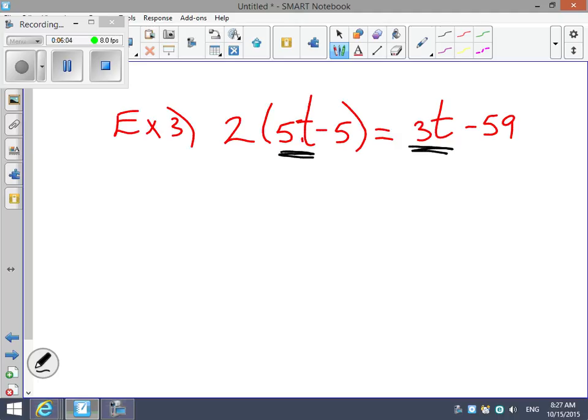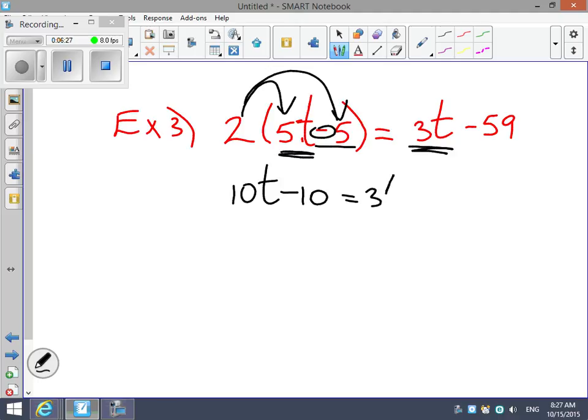We do start out with our distributive property again, and we multiply those through. Remember, we're taking the term, so it's 2 times 5t, that's 10t. In this one, however, it's 2 times negative 5. You must take this term that's in front of whatever you're doing, or this sign that's in front of whatever you're doing. So that's 2 times negative 5, and that's minus 10. And here we just write this down because we haven't done anything to it yet. So that'll be 3t minus 59.